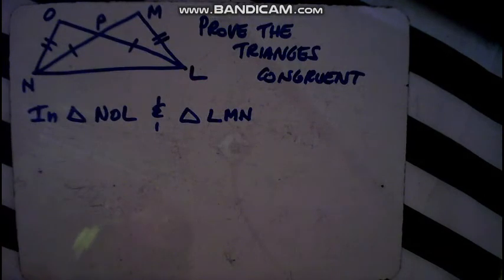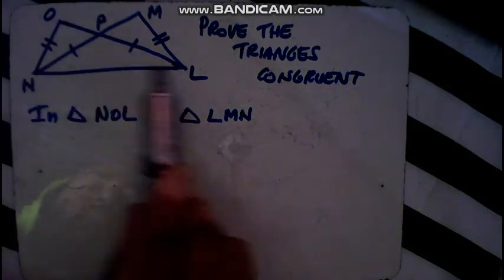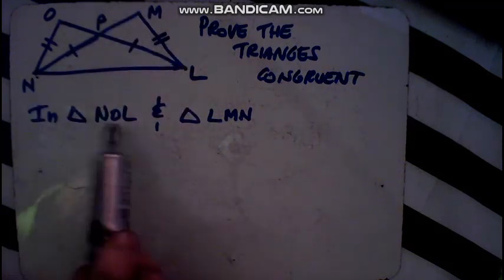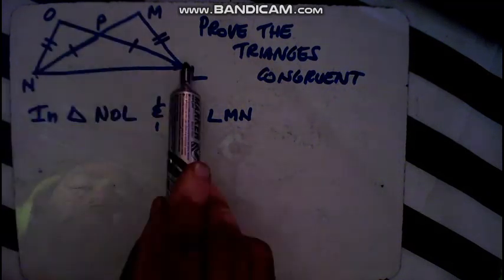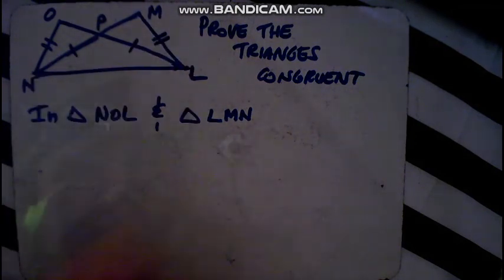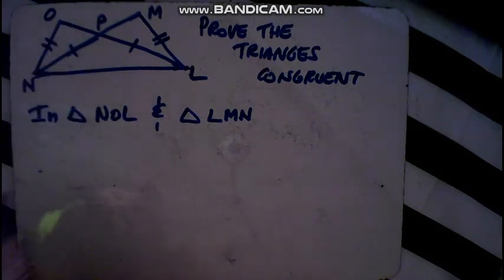Okay, here's the next example. We are trying to prove that this triangle is congruent to that triangle. So in triangle NOL and triangle LMN, we are trying to prove congruency, that this one can fit perfectly on that one, having the same shape and size. So always work with the givens.